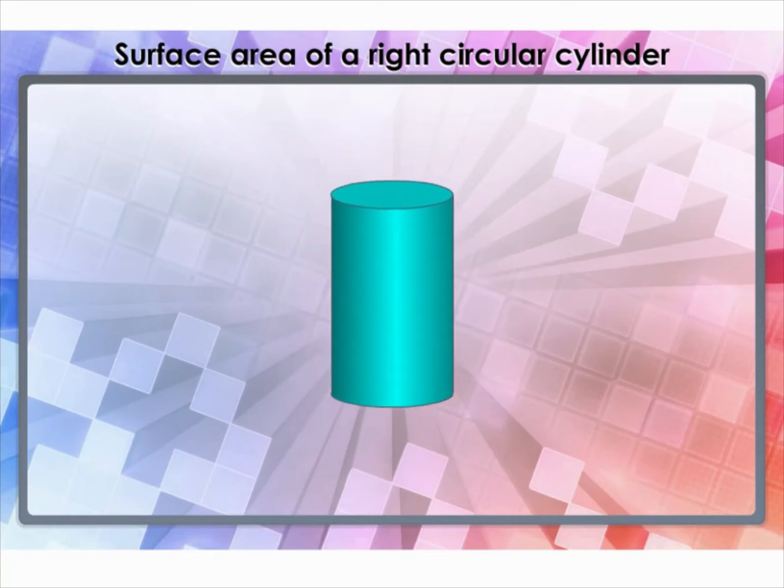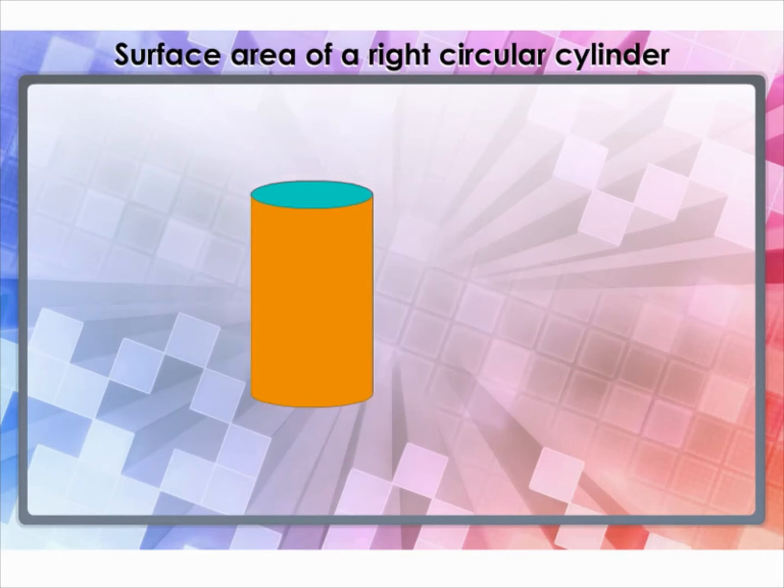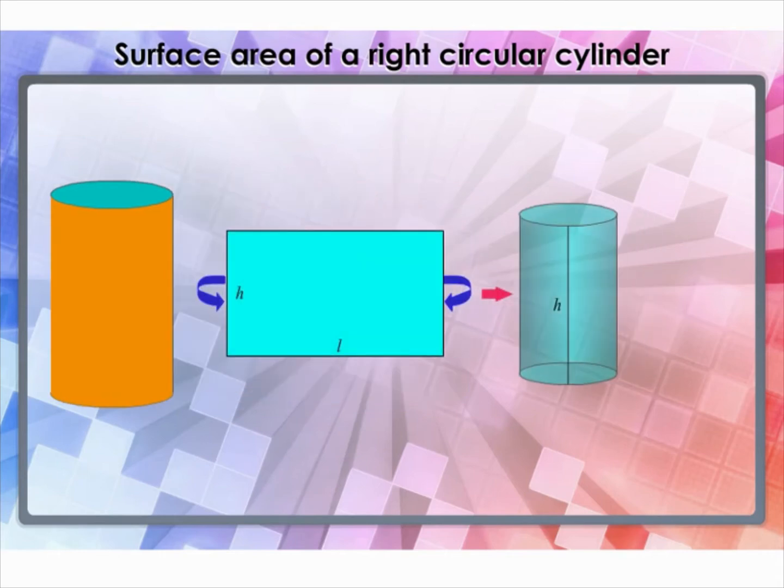Now, if a cylinder has to be covered with colored paper, how will we do it with a minimum amount of paper? First, take a rectangular sheet of paper whose length is just enough to go around the cylinder and whose breadth is equal to the height of the cylinder. The area of the sheet gives us the curved surface area of the cylinder.